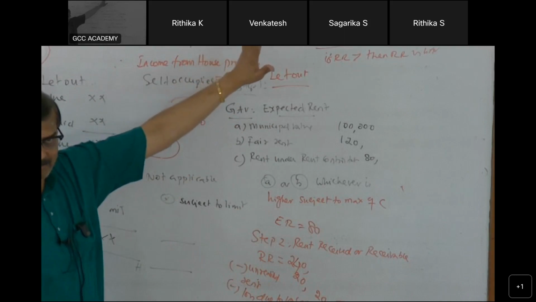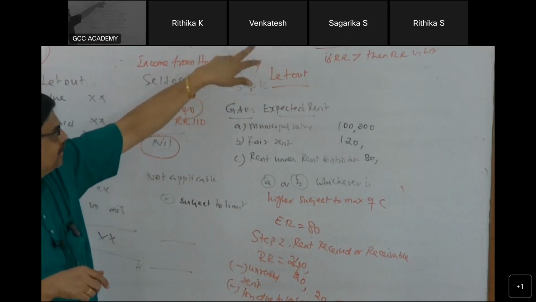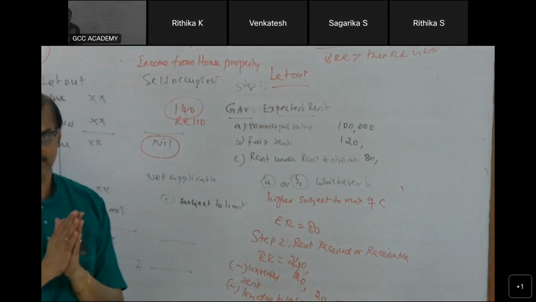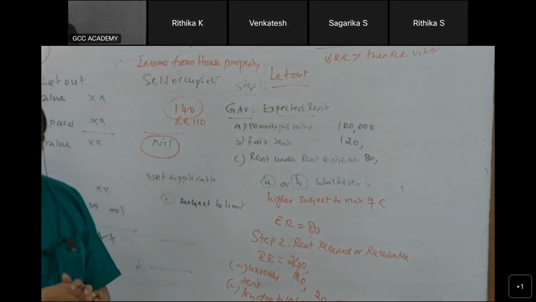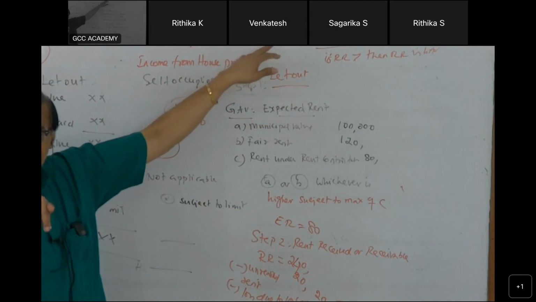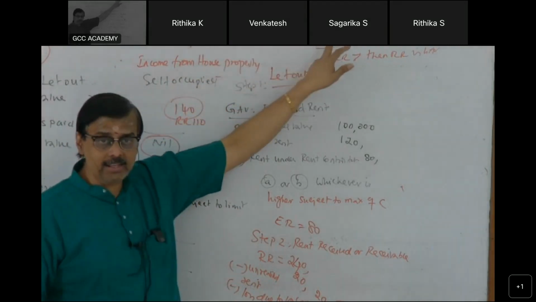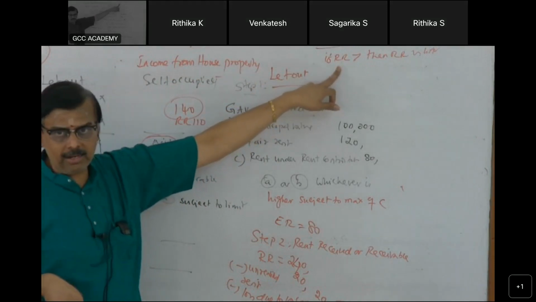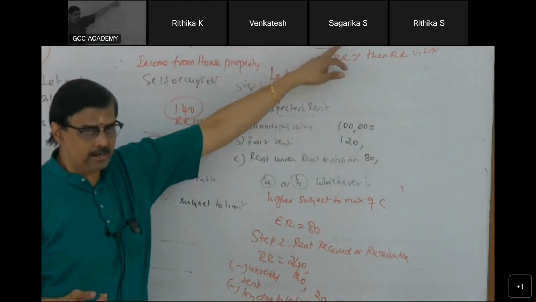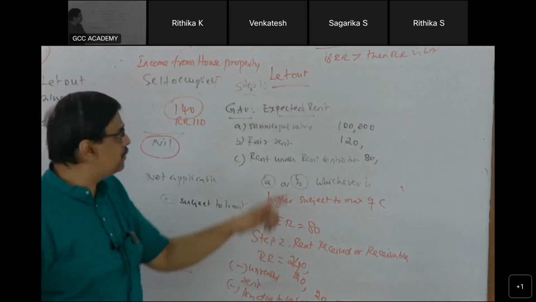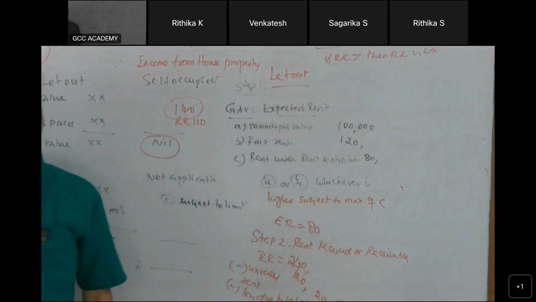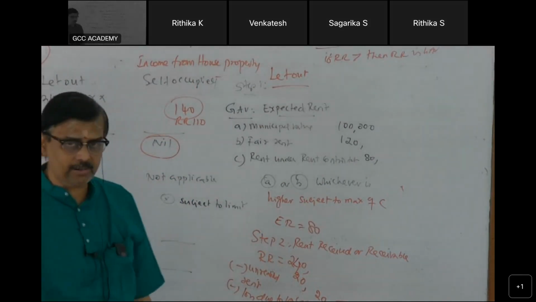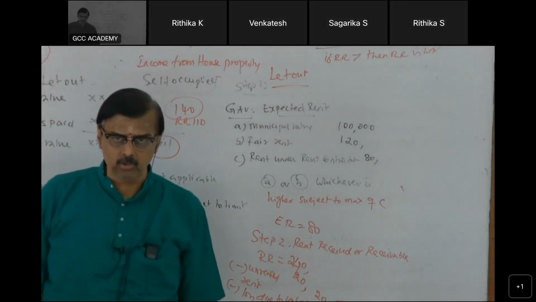This is the last step: compare. If RR is greater than ER, then RR is GAV. Simple. However, if RR is less than ER, then calculate ER minus vacancy and again compare with RR. If RR is greater than this figure, then RR is GAV, otherwise ER minus vacancy is your GAV. This is the formula for calculating GAV. Have all of you noted it down?